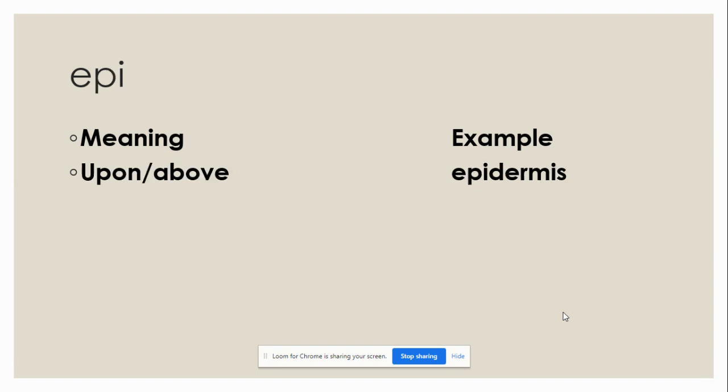Epi means above or upon, so your epidermis is going to be your upper layer of skin. Exo stands for outside of, so your exoskeleton. You don't have an exoskeleton, but some animals or insects, not animals, they do. Whenever you step on them, you hear the crunch. That's their outer skeleton.